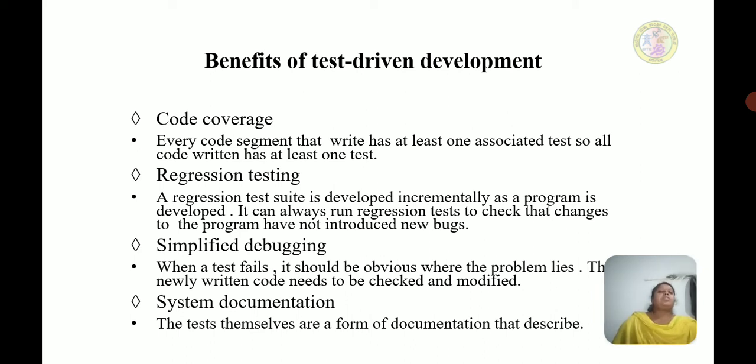Next is simplified debugging. We have a very simple way of debugging the program. When a test fails, it should be obvious where the problem lies: the newly written code has to be checked and modified. After all the debugging is over, next we'll prepare the documentation.